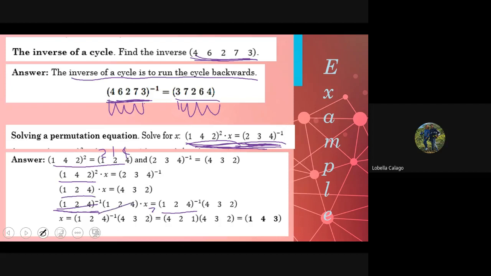So, mawawala na po yan. And x will be... Si x na lang po ang matitira. Okay? Kasi si (1 2 4) inverse times the (1 2 4) will give us an identity, and identity can be removed. So, x na lang po ang natira. Next. So, we have here (1 2 4) inverse and the (4 3 2). So, we all know that the (1 2 4) inverse is (4 2 1). Diba? Inverse natin, ganyan lang pagkuha. (4 2 1), then (4 3 2).